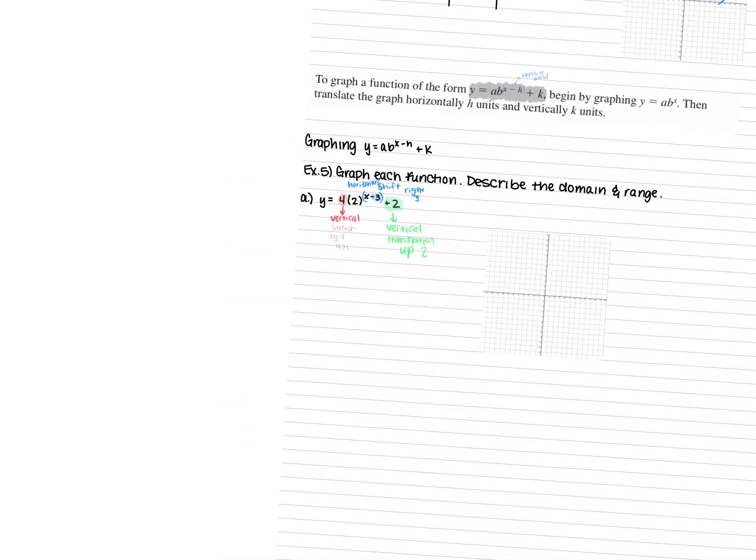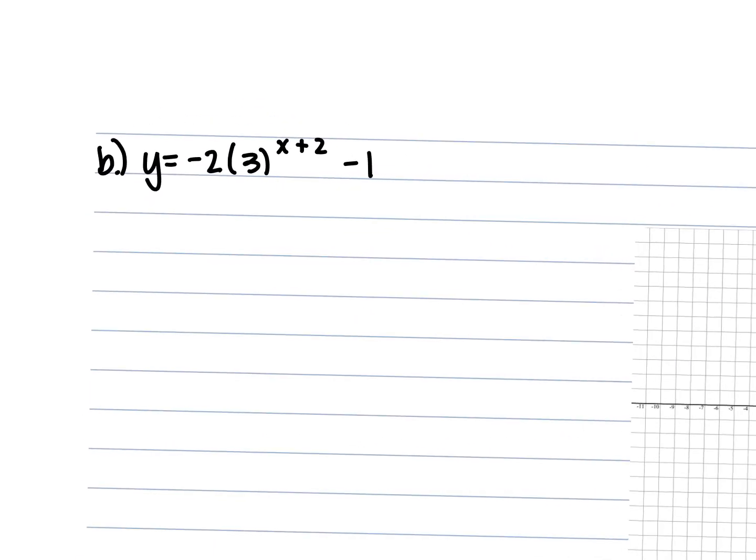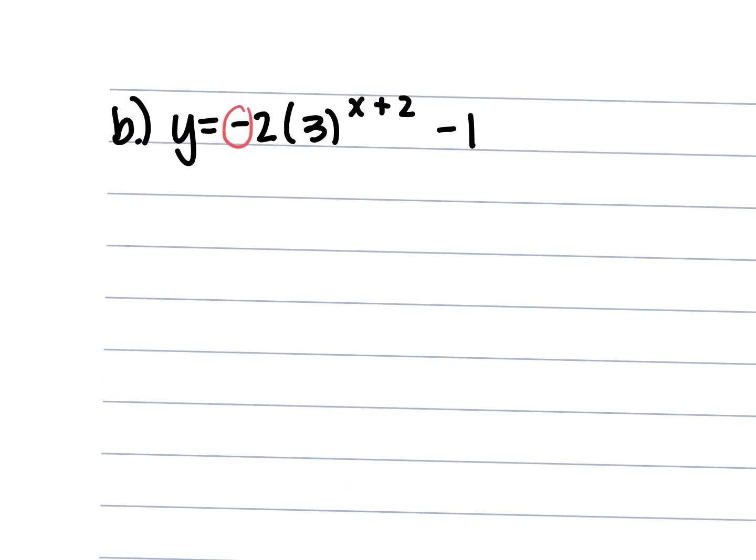Okay, so let's do the same thing with the next example. We're taking a look at y equals -2, base of 3, raised to the x plus 2 exponent, and then minus 1. Take it one step at a time. This negative is its own transformation. A negative outside your parentheses is going to be a vertical reflection. If you're vertically reflecting something up and down, it would be over the x-axis.